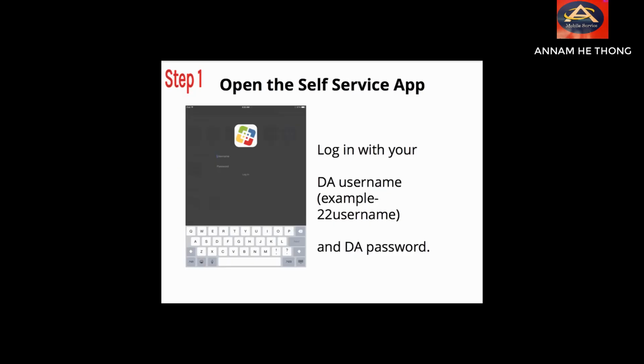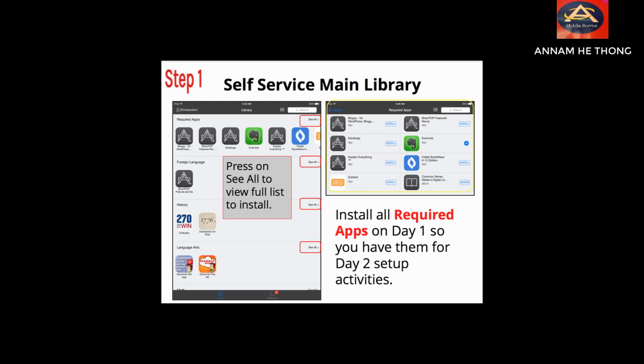Find the self-service app on your iPad. It looks like that green, blue, red dice almost. You're going to log in with your DA username and password. When you first see the self-service main library, you can press on the See All, here highlighted in red. That will show you all of the apps in the particular categories. You should install all required apps on day 1, so you have them for the day 2 setup activities.